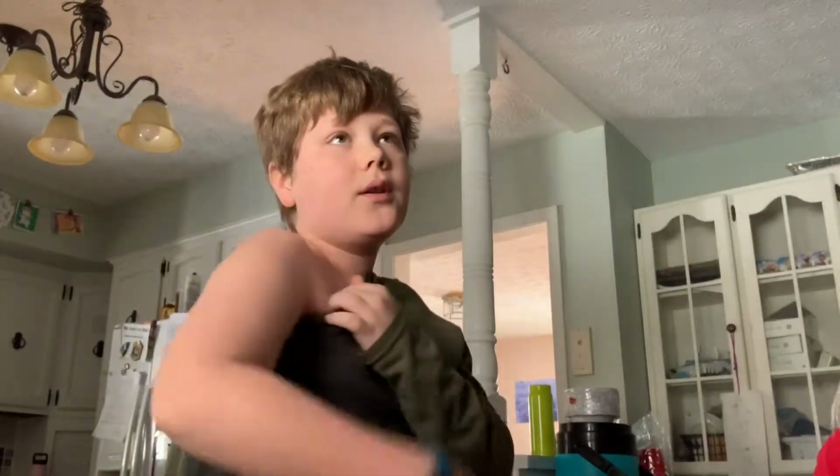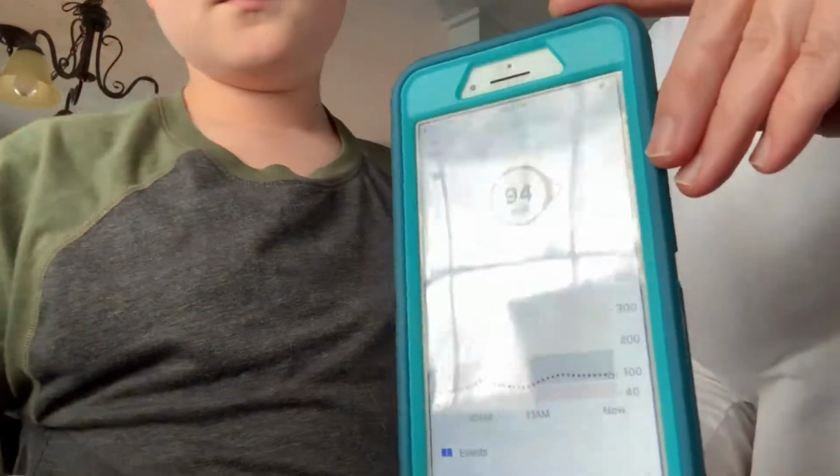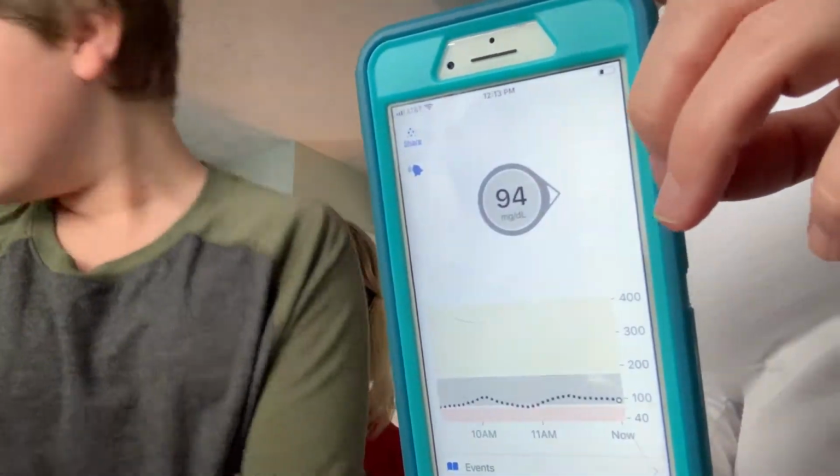This is our 3rd one, and it stays on how many days? 10 days. And it sends his signal to his phone. And right now his blood sugar is at 94. I'm going to put this in.